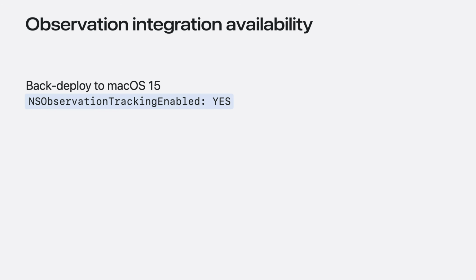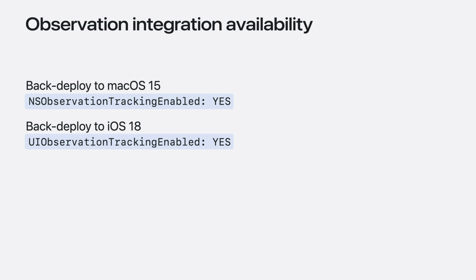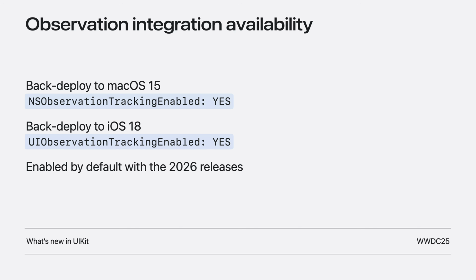You can backdeploy the integration to macOS 15 by adding NSObservationTrackingEnabled to your Info.plist. And to iOS 18 by adding UIObservationTrackingEnabled. It is enabled by default with the 2026 releases and later. For a closer look at observation tracking in UIKit, watch What's New in UIKit from WWDC 2025.